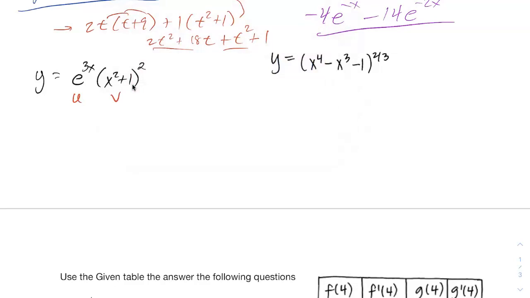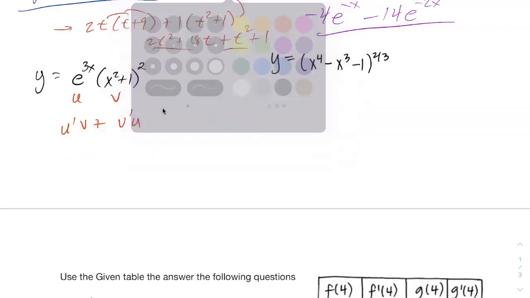So to make it a little easier to see, because it's a little different, I'm going to write the formula right here: u prime v plus v prime u. Remember, it doesn't matter which one goes first for adding. It matters in quotient rule, but it does not matter in product rule. And for me, that's the quotient rule way. I like it that way.